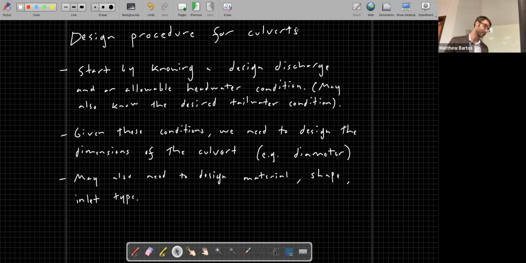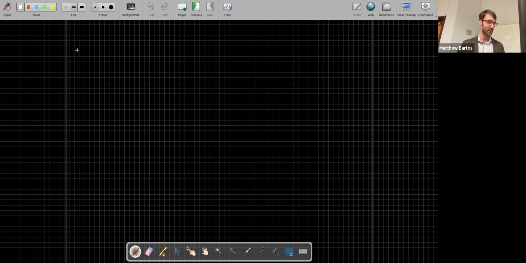Great. Okay, so with that, let's talk a little bit about the anatomy of a culvert, what a culvert looks like, and what these different terms mean, headwater and tailwater, and so on. Okay, so let's look at the anatomy of a culvert.